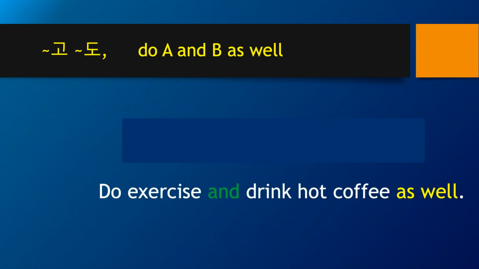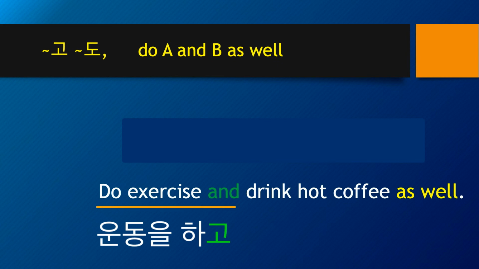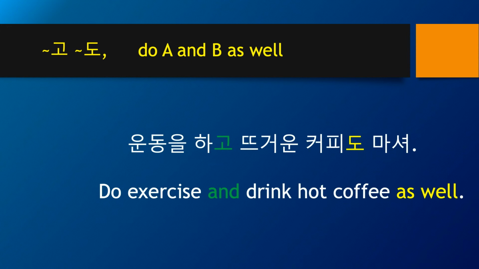Okay, here's a quiz for you making a full sentence using 고 and 도. When the weather is cold, your friend may say, "Oh, I'm so cold." Then you can say, "Do exercise and drink hot coffee as well." How would you say that in Hangul? Do exercise is 운동을 하다. 하다 is a root word. So when you want to say do exercise and, then you can say 운동을 하고. Drink hot coffee as well, 뜨거운 커피도 마셔. 운동을 하고 뜨거운 커피도 마셔.